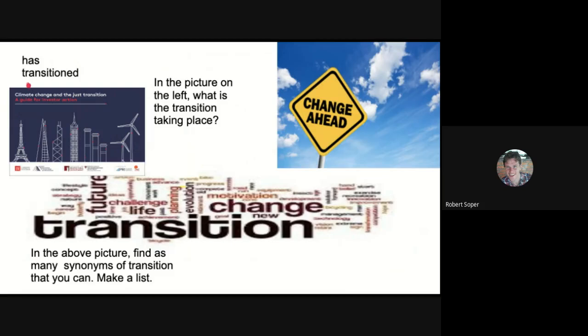So why did I say, for example, the construction of buildings have transitioned to a more environmentally aware position? What do I mean by saying has transitioned there? Well, I mean to have changed. When we transition, it means that we change. So a transition means to change from one thing to another thing.